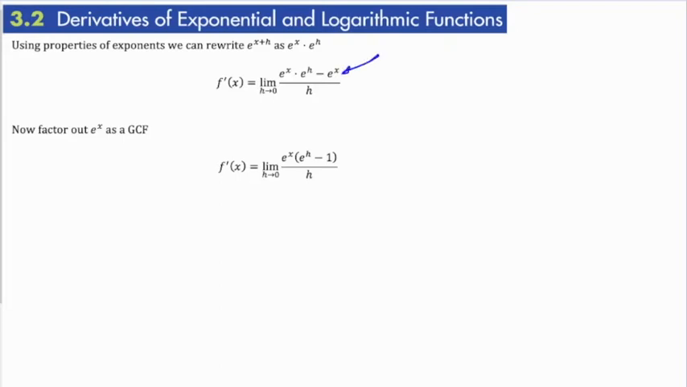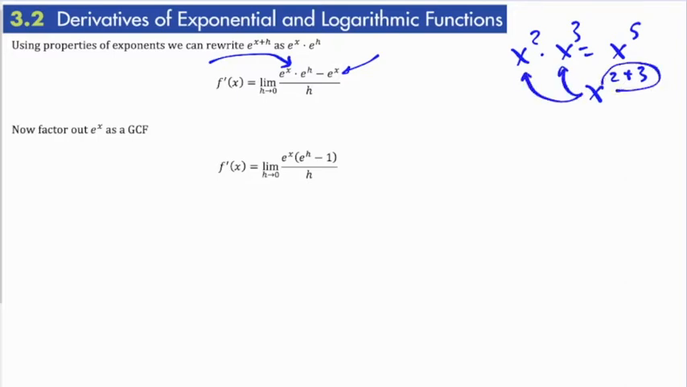Now we can factor out an e to the x here, and we can rewrite e to the x plus h using properties of exponents. Recall, if I had x squared times x to the third, that would be x to the fifth. So x to the 2 plus 3 could be split up into x squared times x to the third, while e to the x plus h could be split up to e to the x times e to the h. Because the bases match, we add the exponents.